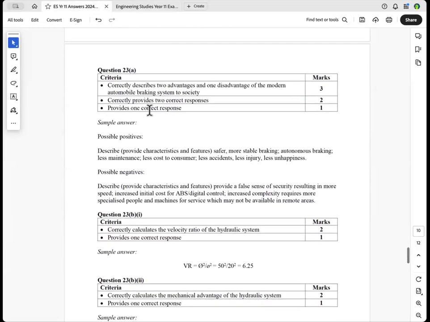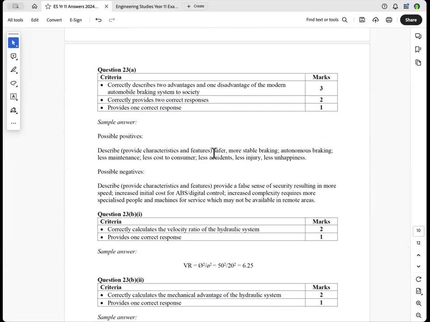If you say, I'll show you this. Now I haven't described these, I've just put things, subjects that you could use in your description. For example, more stable braking. So all you do is put advantage 1 or dot point. More stable braking isn't a description, it's a statement, and you've got to put the characteristics and features. So more stable braking, which will eliminate or reduce the number of accidents as a result of skidding. So that's a description, and you've got to be aware of that.